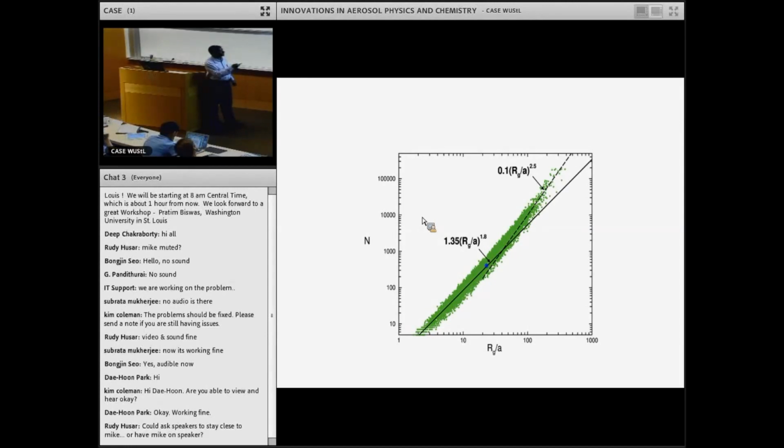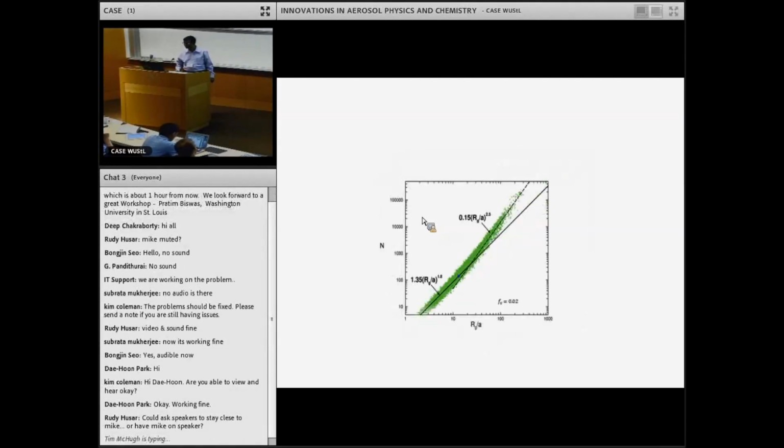Very, very small prefactors. And why is that? What's the importance of that? That's something that we need to understand. So let's do a different volume fraction of these aerosols, and you find that the scaling actually moves. You still have 1.35, you still have about 1.5, and the crossover, of course, changes, because this crossover depends on the volume fraction of the monomers.